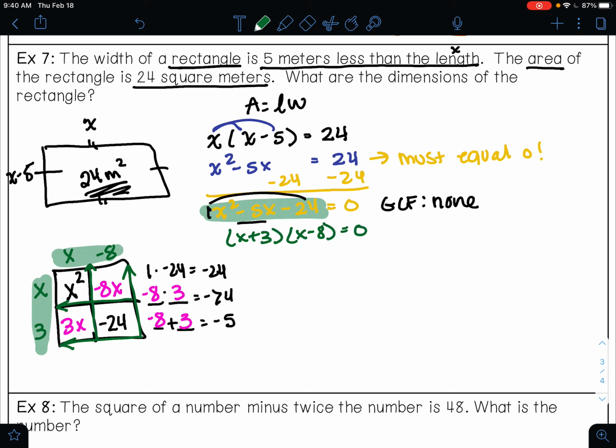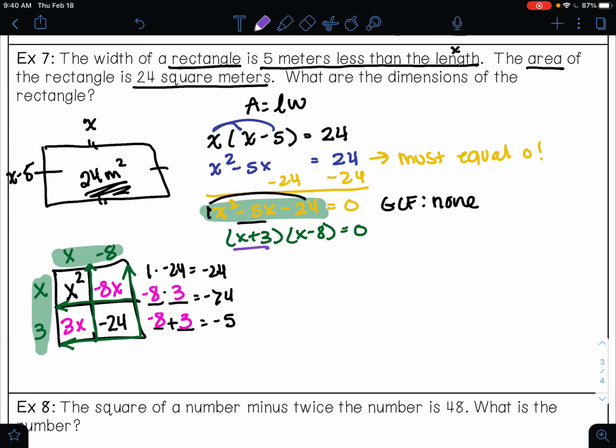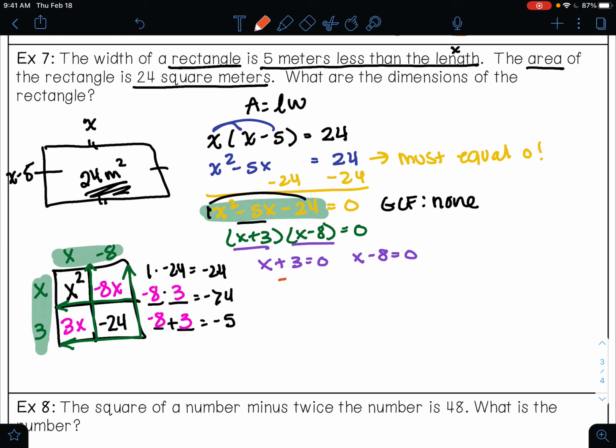So now I can use the principle of zero products. Say either x plus 3 equals 0 or x minus 8 equals 0. And let's go ahead and solve each one of these equations. To undo addition, I'll do subtraction and get x equals negative 3. To undo subtraction, I'll do addition and get x equals 8.